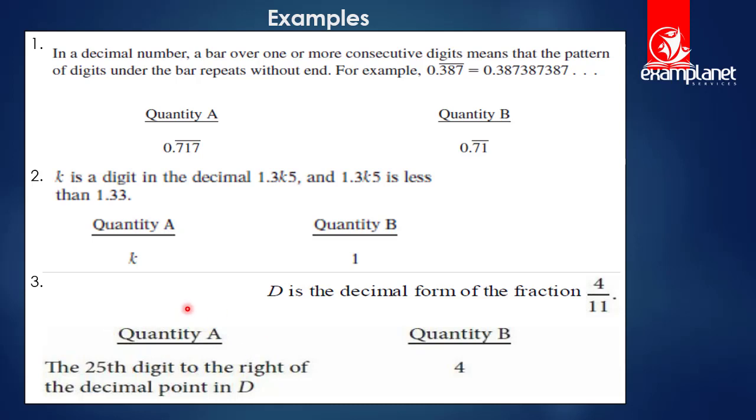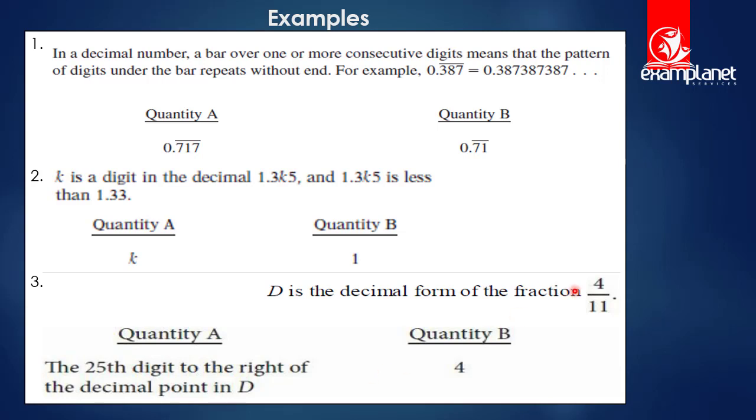Okay. Let's see the third example. Now the question says that D is the decimal form of the fraction 4 over 11. Now quantity A, the 25th digit to the right of the decimal point in D. And then quantity B, 4. Now you'll be thinking, okay, how can I write this decimal till I get to the 25th digit? That is too long. The question is too hard.